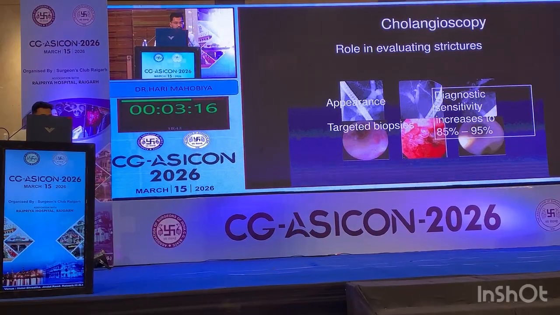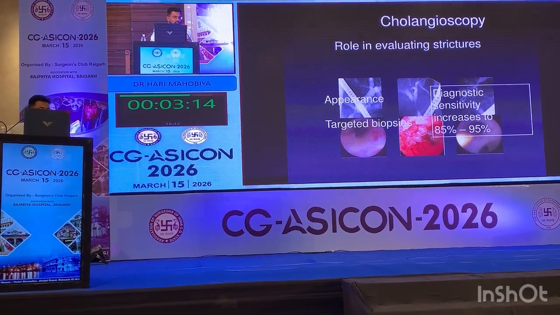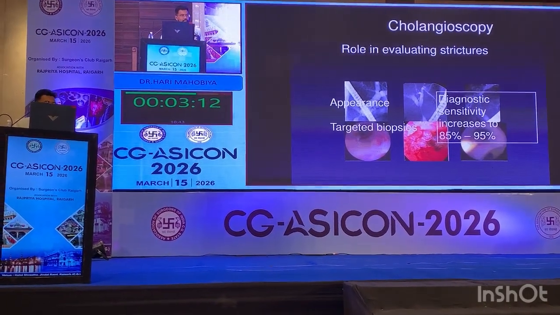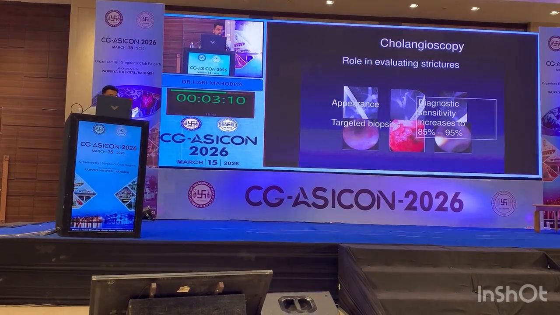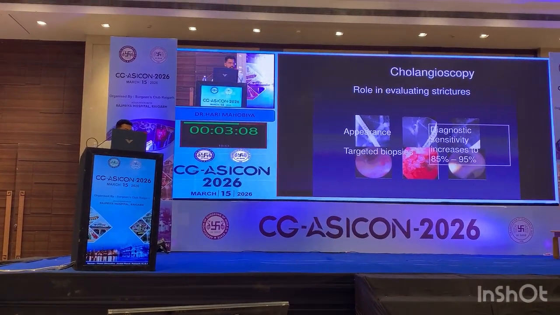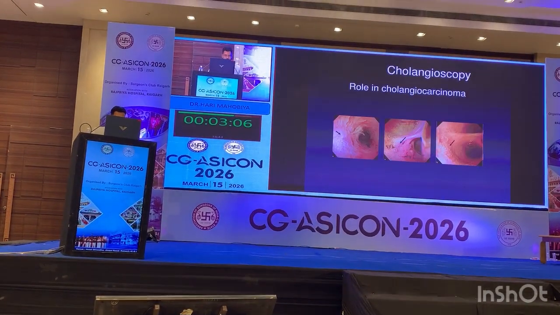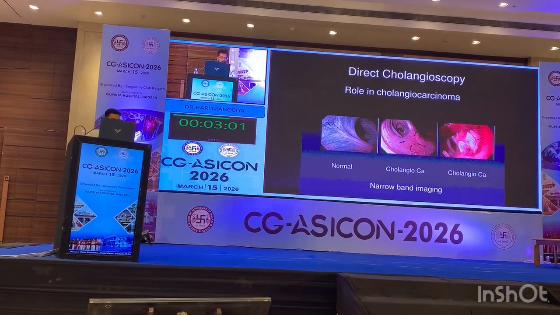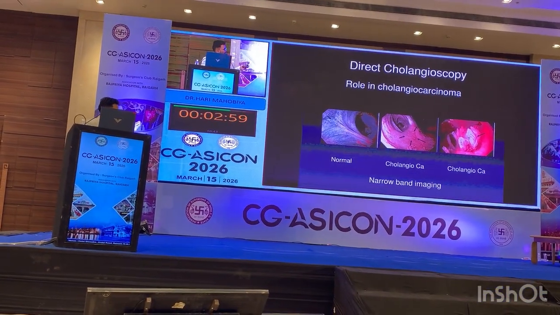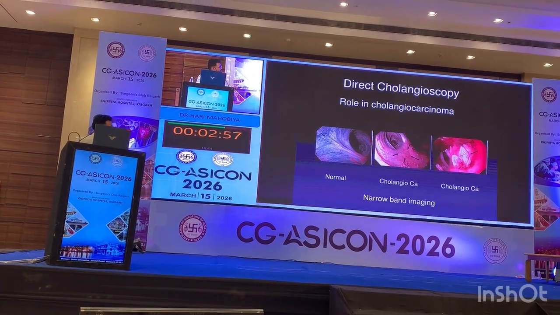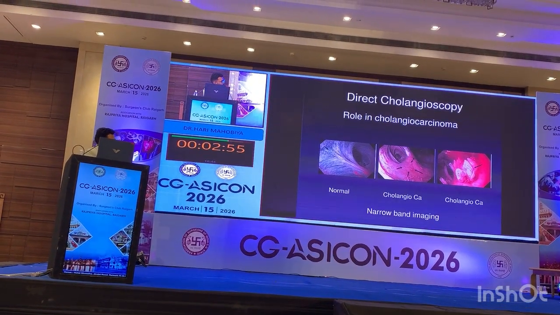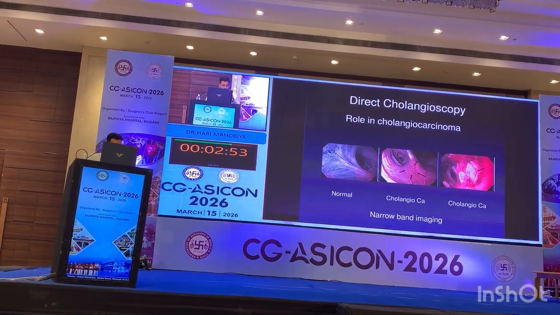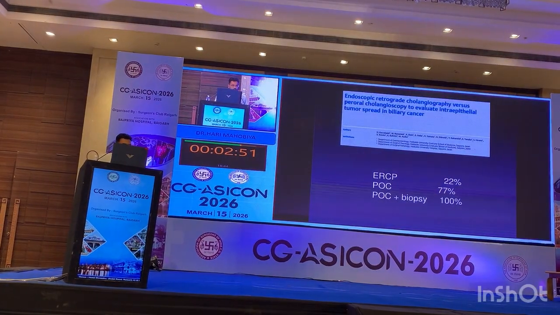And with this, if we take a biopsy using the cholangioscopy, the sensitivity, which earlier with cholangiography was 60 to 65%, is now increased to 85 to 95%. This is present only in direct cholangioscopy. We have narrow band imaging, where we can identify the cholangiocarcinomas. So this is a picture.